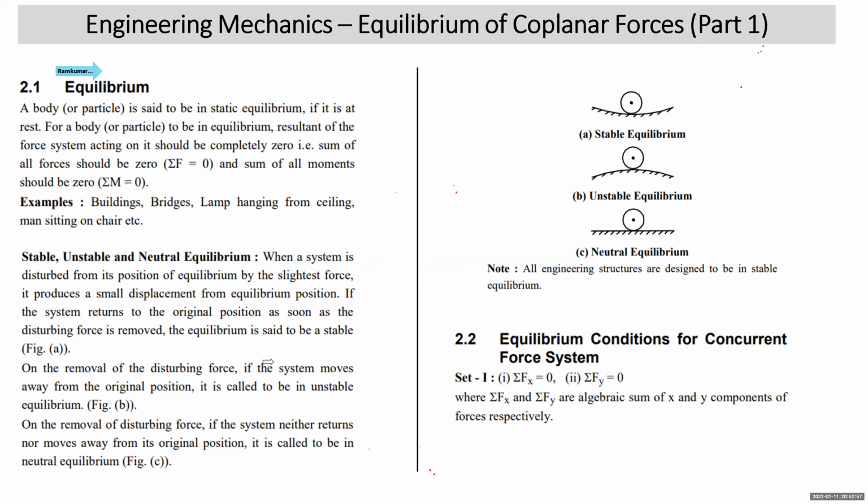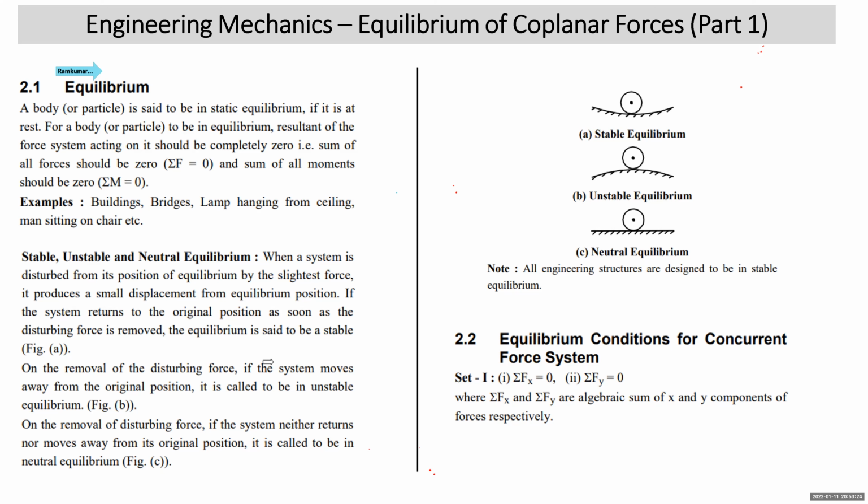Thinking a little more, it comes to my mind that the resultant of all forces acting on it must be zero. That means all forces acting on it are balanced. So if the body or particle under the influence of forces is in equilibrium, that means it is under the action of balanced forces. The resultant of all the forces acting on it should be completely zero.